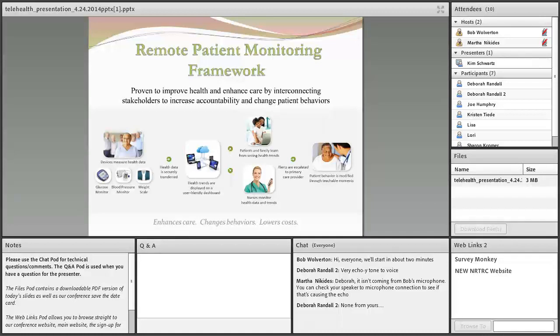So we have a format and structure. If they have diabetes, for example, we'll talk a little bit about the DASH diet, or we'll talk a little bit about sodium levels, or we'll talk about something that's related to improving their outcome.